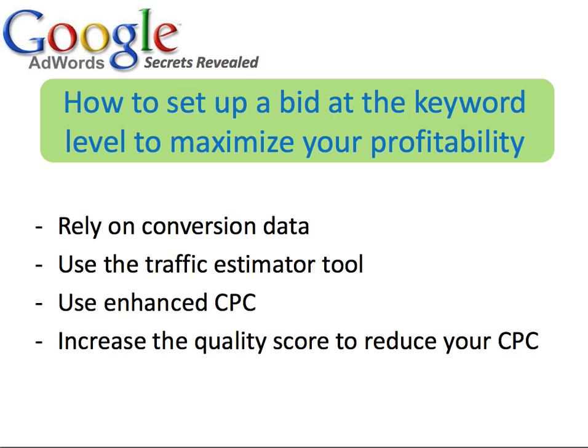Finally, you also need to consider the use of enhanced CPC. Enhanced CPC is a feature that basically uses your conversion data to automatically increase the bids for keywords that are likely to turn into conversions for you. So basically it is a really advanced feature that will help you boost conversions.